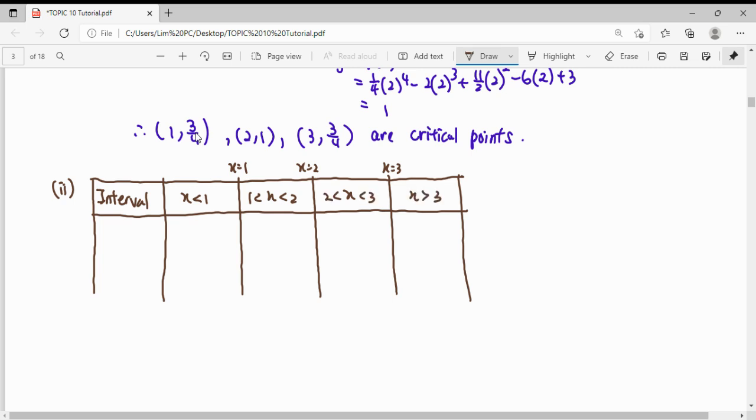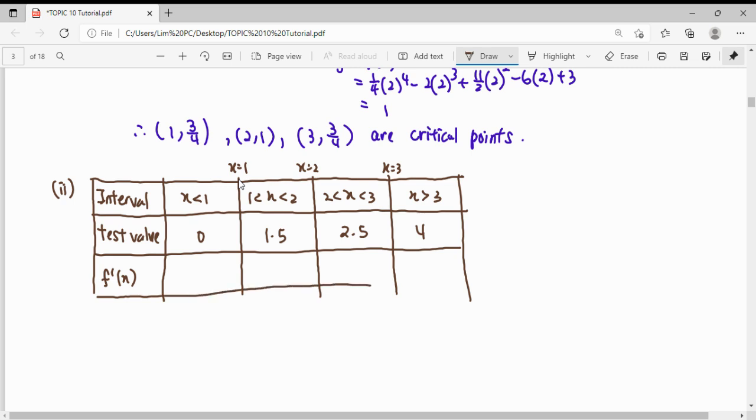So we want to see the gradient of the tangent in these intervals. Our test values here will be randomly selected. For x less than 1, we can select 0. Here we can select 1.5. Here we can select 2.5. More than 3, we can select 4. We are going to test these values by substituting them into our first derivative to see the result of the gradient of the tangent.